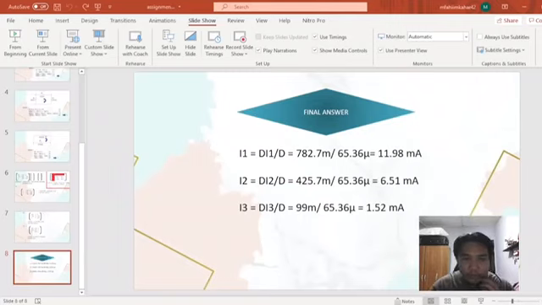For current 2, it is 425.7 milli over 65.36 micro. The final answer for current 2 is 6.51 milliampere. And the last is current 3: 99 milli over 65.36 micro. The final answer for current 3 is 1.52 milliampere. That's it from me. Thank you.